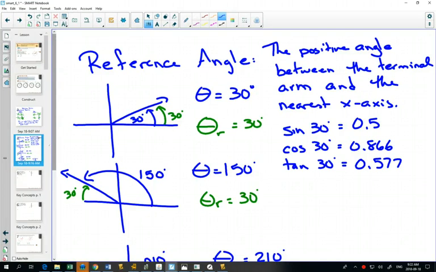Last year in grade 11, you memorized these. Do you still remember them? No. All right, you memorized that this was a half. This was root 3 over 2. Okay? And this was root 3 over 3. You need to have those memorized again for this year. You have to remember the exact number, the root 3 over 3, the root 3 over 2.